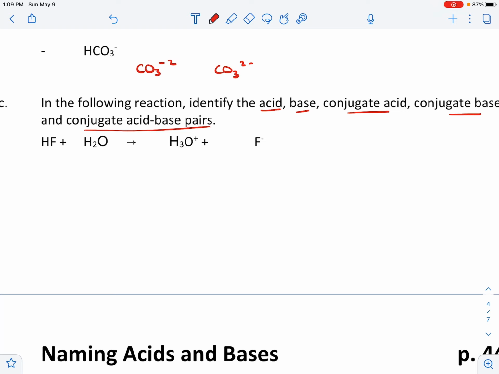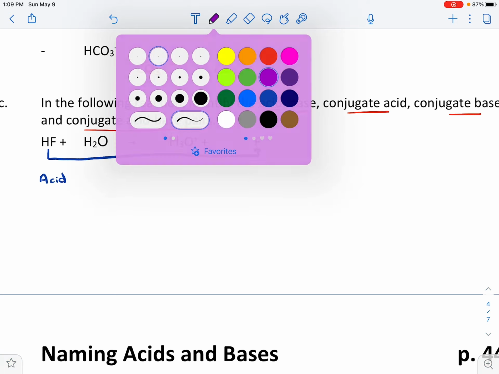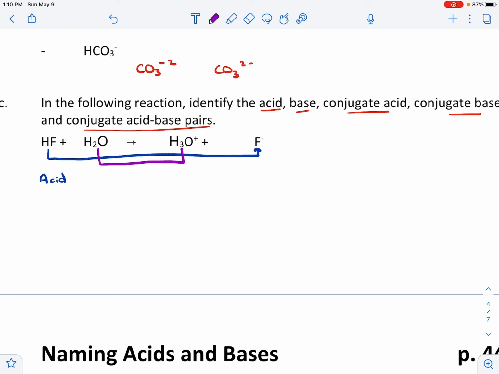We have to follow the H and see what's happening. So HF, and let's connect up our conjugate acid base pairs right now. I'm going to do that in a different color here. So HF on the other side becomes F minus. Does everybody agree with that? So HF loses that H. And we said before that when we lose an H, we are the acid. Donating an H is a Bronsted-Lowry acid. Now if we look at what's happening with water, water goes from H2O to H3O plus.